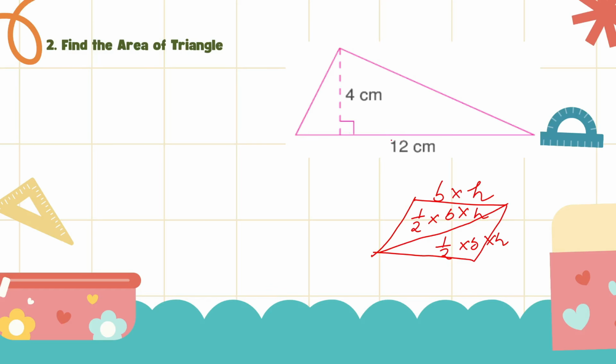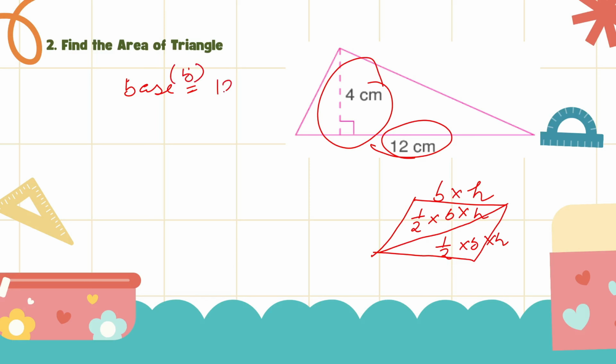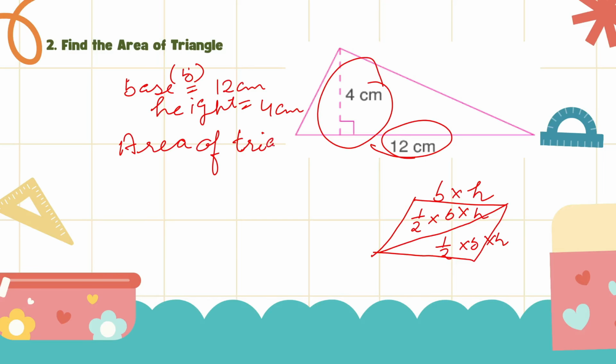In this triangle, here is base, that is 12, and this is height, means perpendicular, that is 4 centimeter. Now we will write base, we are saying base B, that is 12 centimeter, and here is height, that is 4 centimeter. Now area of triangle equals half into base into height. You need to remember this formula.